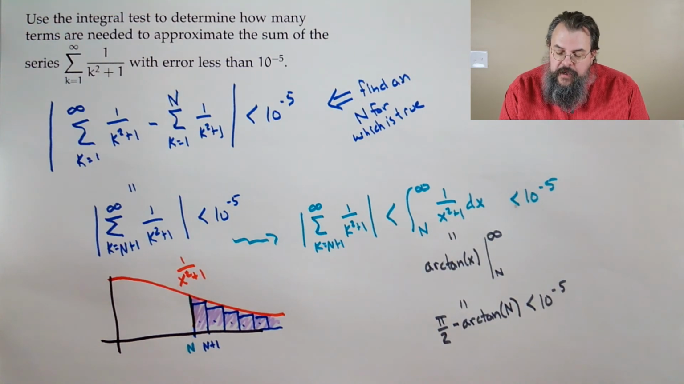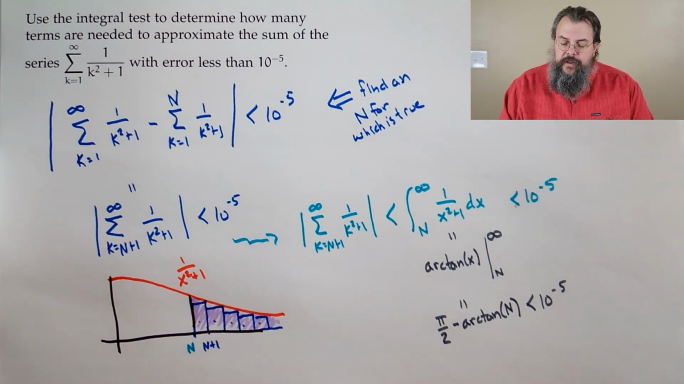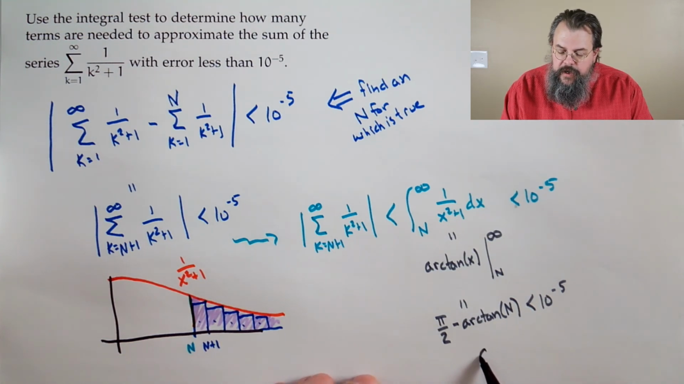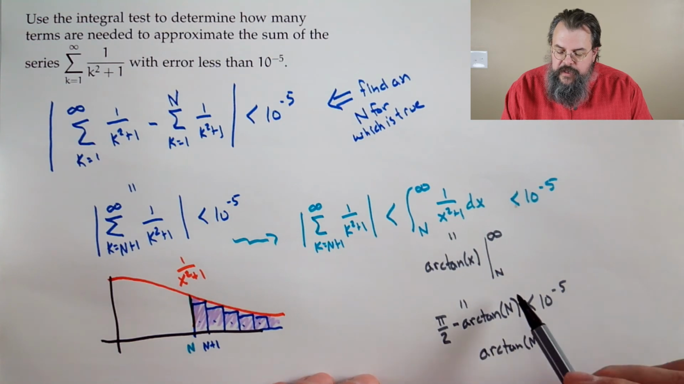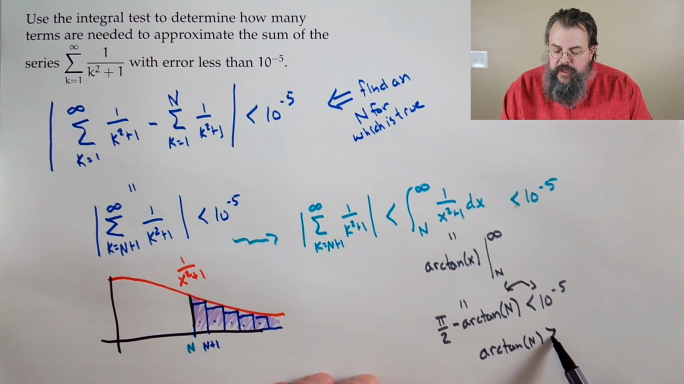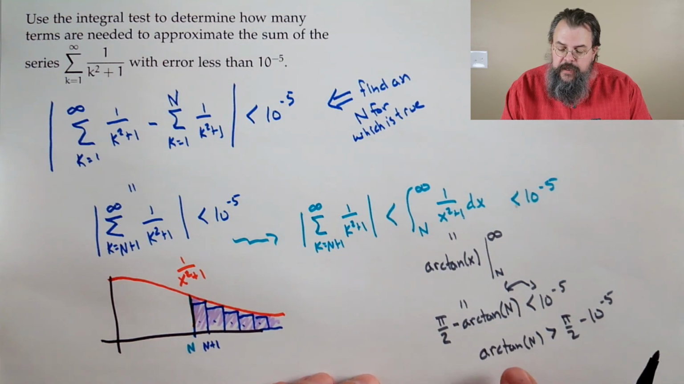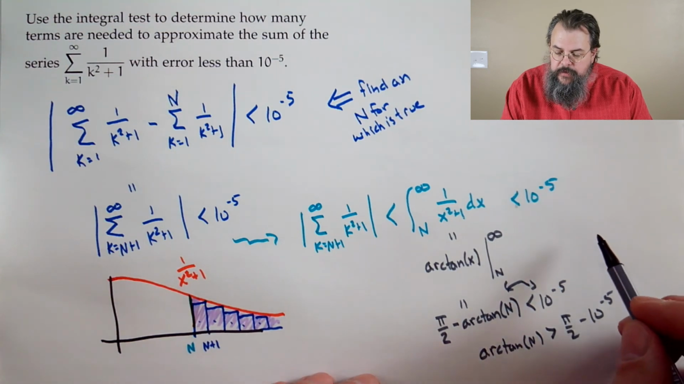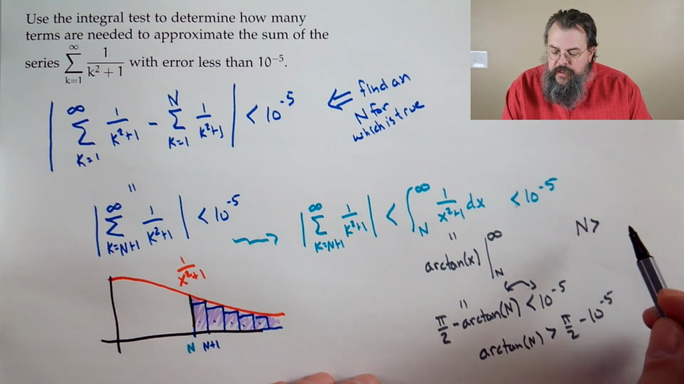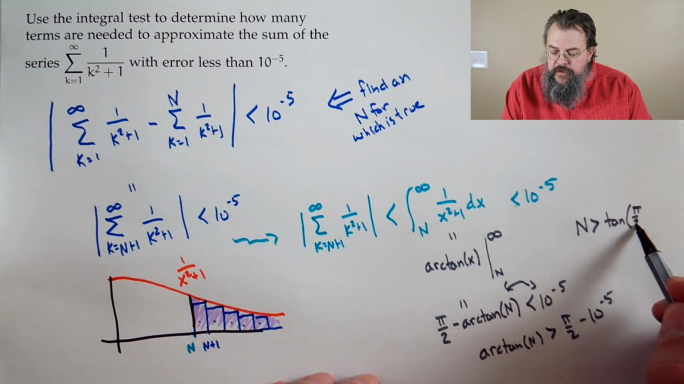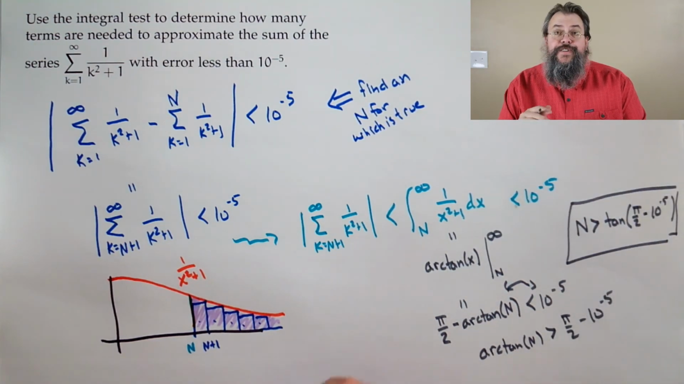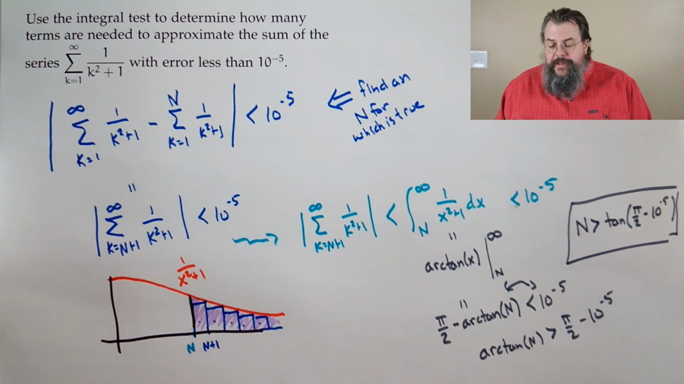Now, what does that mean? Well, we can rearrange. We need arctangent of N, so I'm just going to do a quick swap here, to be greater than pi over 2 minus 10 to the minus 5. And finally, if we take the tangent of both sides, tangent of arctangent will just be N. So for sure, if we let N be greater than the tangent of pi over 2 minus 10 to the negative 5, whatever that turns out to be, that's enough. That'll do it. And there we go.